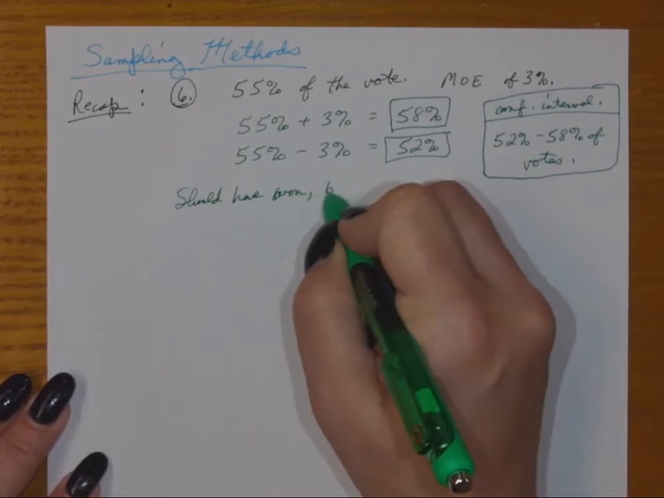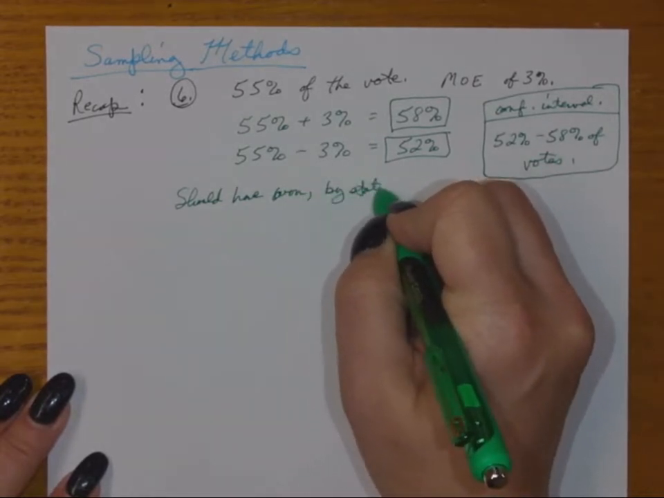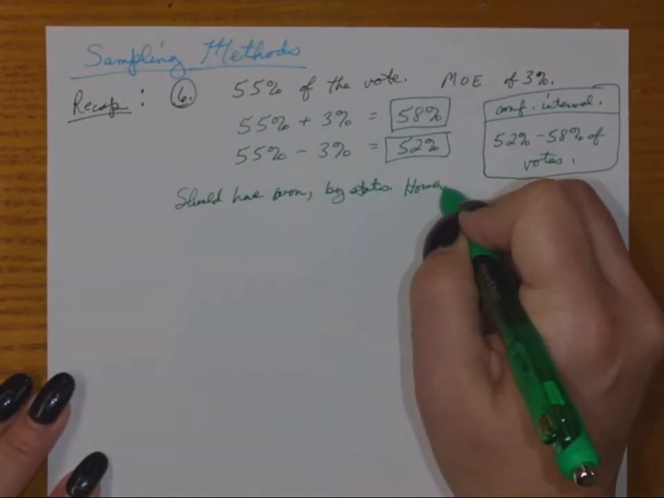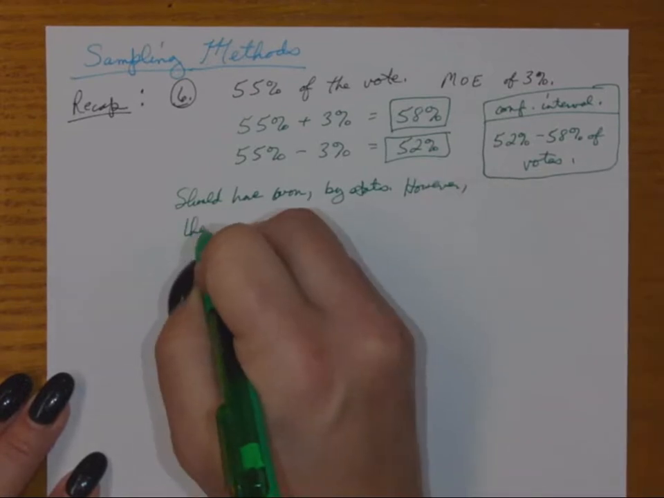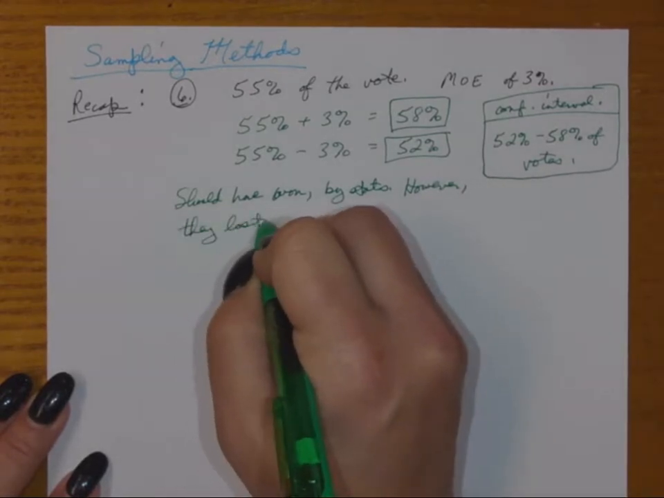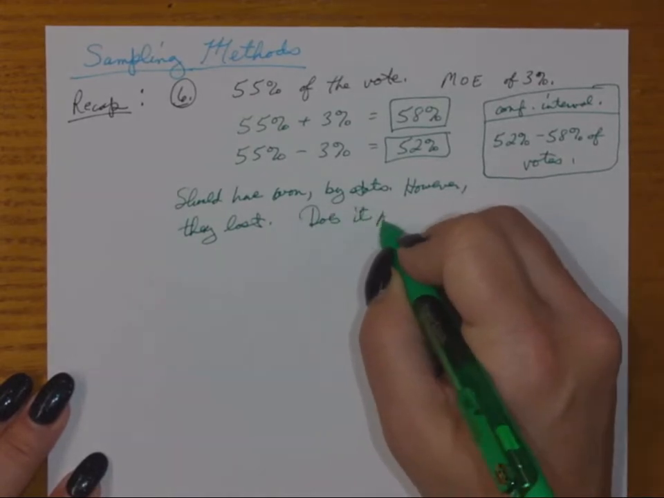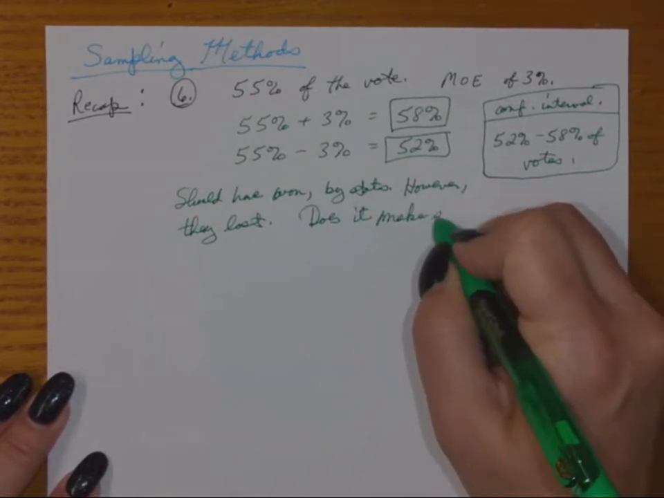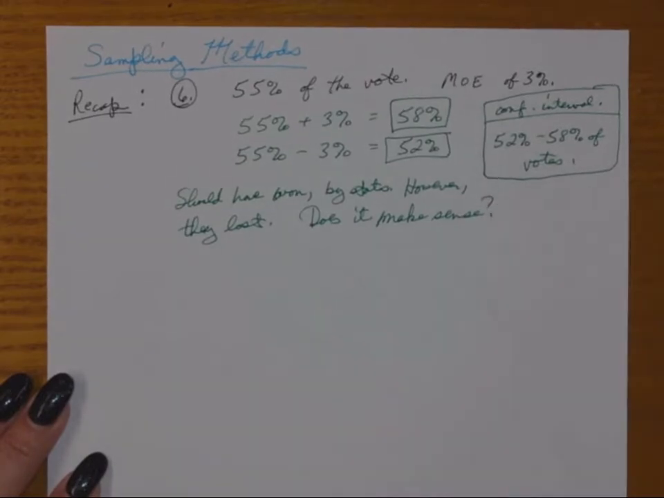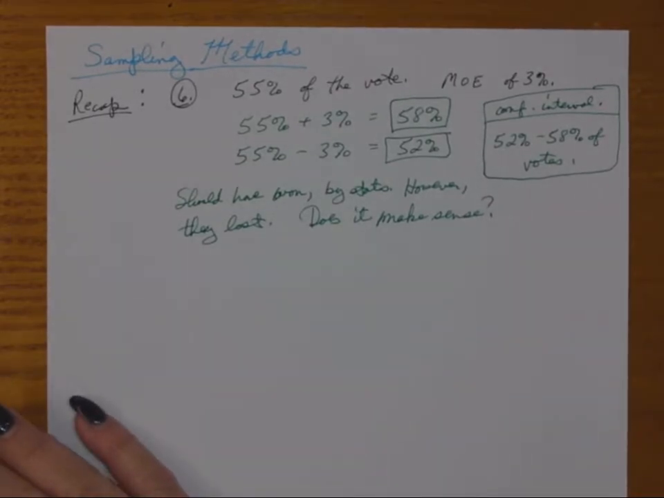By the stats. However, the problem says they lost. Okay, and the question says, does it make sense? Okay, and the title of the problem should maybe give us some clue about what's going on, I hope. It says, this is a good survey, but bad results.